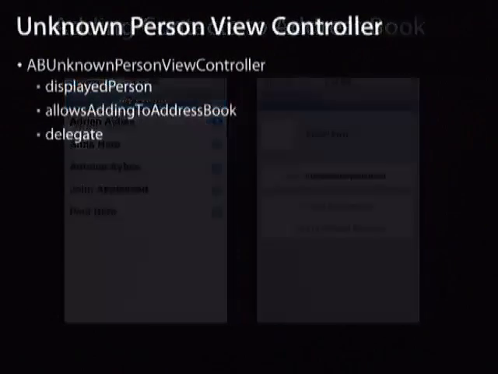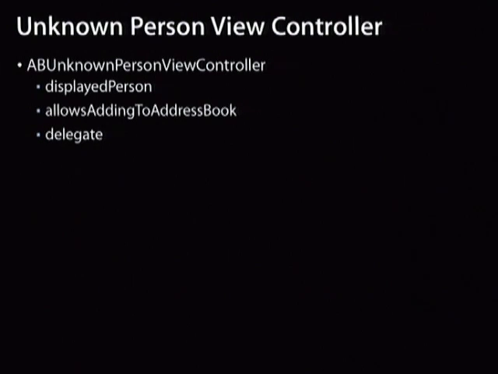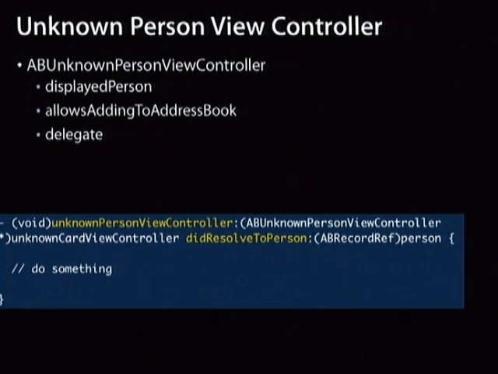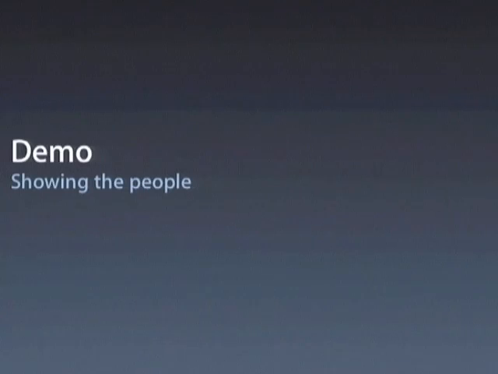So I'm going to show you how to do this. It's a different view controller class, AB unknown person view controller. And again, 3 important properties. Displayed person, allows adding to address book. If you don't set that, you're not going to get the 2 buttons at the bottom. And then delegate. The delegate is actually important. The unknown person view controller will tell you when it resolves a person to something in your address book. So if the user presses add to contacts, whether the user decides to create a new contact or add it to an existing one, we're going to take the user through a number of steps, editing, and eventually we're going to tell you, the delegate, hey, it's done. Now it's this person.